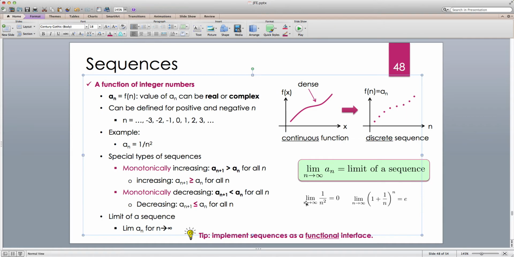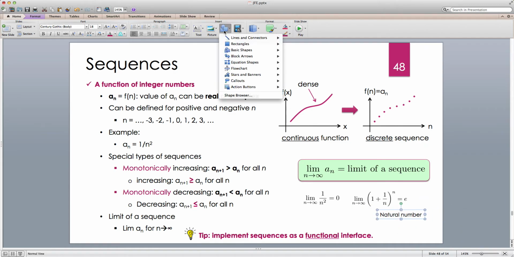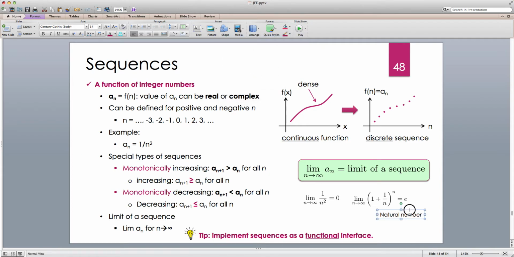That's why we say that the limit of 1 over n squared is basically 0. Now the other case is the natural number, or the Neper number, and it can actually be defined as the sequence 1 plus 1 over n, to the power of n.